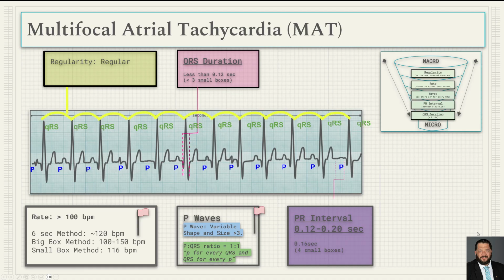When we have a wandering atrial pacemaker that has an accelerated rhythm or accelerated rate, we call that multifocal atrial tachycardia, or MAT. If we note here, we still see a regular rhythm. Our rate exceeds 100 beats per minute. Our P waves are present, but again, they vary in shape and size. The P to QRS ratio is still 1:1. Our PR interval is still between 0.12 and 0.2 seconds, and our QRS duration is still less than 3 small boxes, or 0.12 seconds. Wandering atrial pacemaker at a rate greater than 100 is multifocal atrial tachycardia.